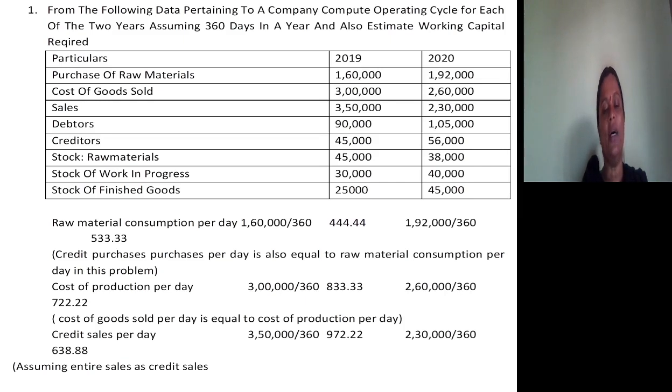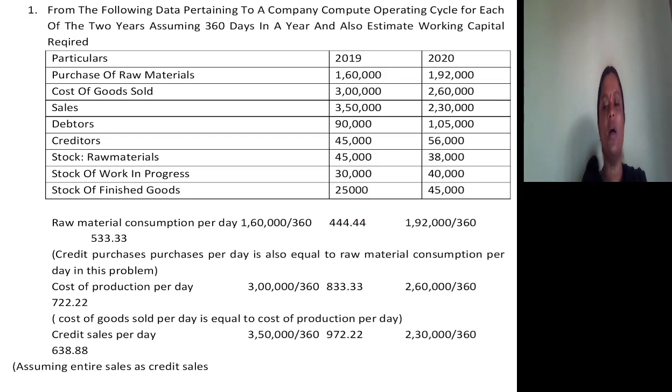Then to arrive at the debtor conversion period, we need credit sales per day. We do not have information on credit sales, but we have information on sales. So we are assuming the total sales is on credit basis. That is why credit sales per day is equal to total sales per annum divided by 360. So 3,50,000 divided by 360, 2,30,000 divided by 360.